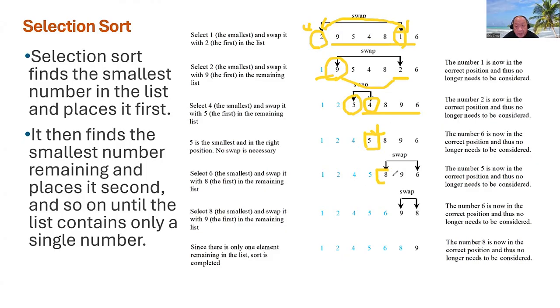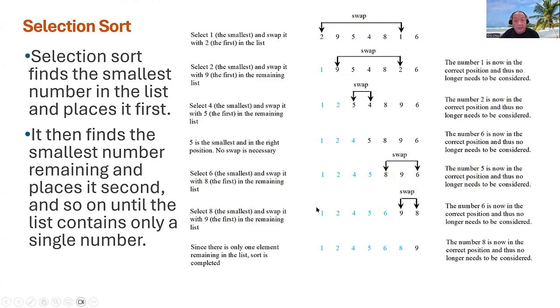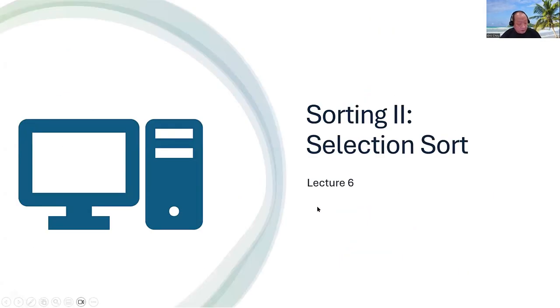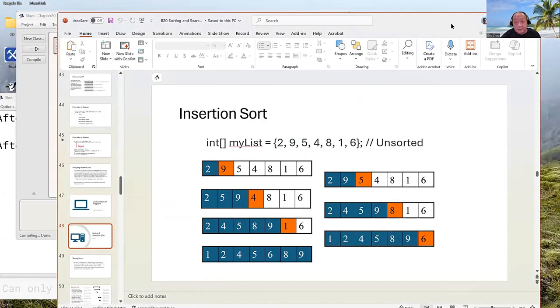And then the next one is 8. 8 swaps with the smallest, that's 6. So we swap these 2. Next one to be swapped is 9. You swap with 8. 8 is smaller, so you swap. So that is the basic selection sort. Selection sort is a swap-based sorting. Okay, it's a swap-based sorting.